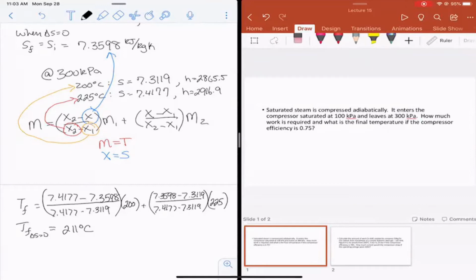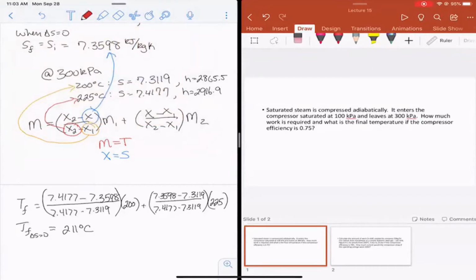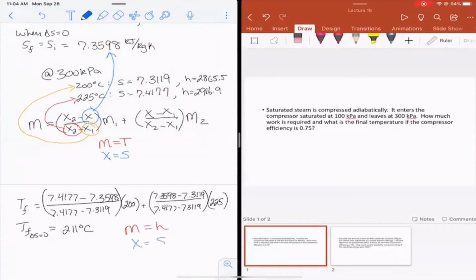All right, if not, let's move ahead to the enthalpy, because we're asked for the final temperature and we're asked about how much work is required. The amount of work, remember, is just m dot delta H from our energy balance in the last lecture. So let's find the enthalpy. We're just going to solve this exact same interpolation equation again, except this time M is going to be equal to the enthalpy values, and again x is going to be equal to s.